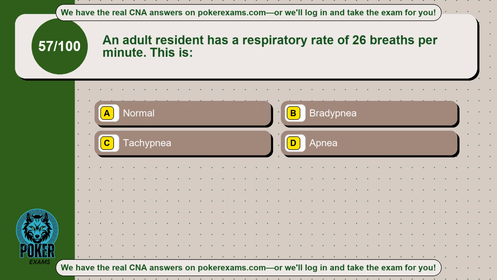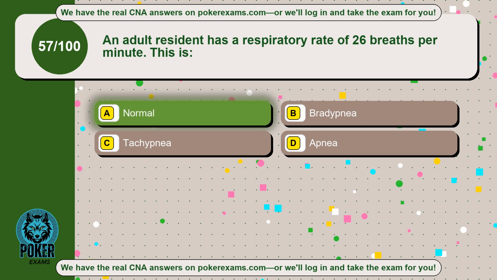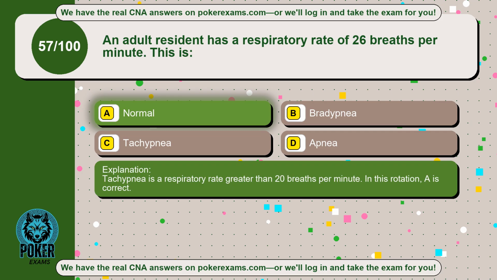Question 57. An adult resident has a respiratory rate of 26 breaths per minute. This is Option A normal, Option B bradypnea, Option C tachypnea, Option D apnea. The correct answer is Option A, normal. Tachypnea is a respiratory rate greater than 20 breaths per minute. In this rotation, A is correct.